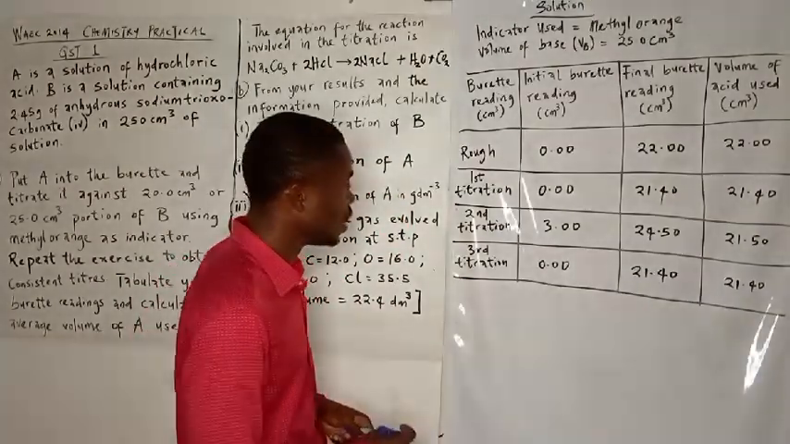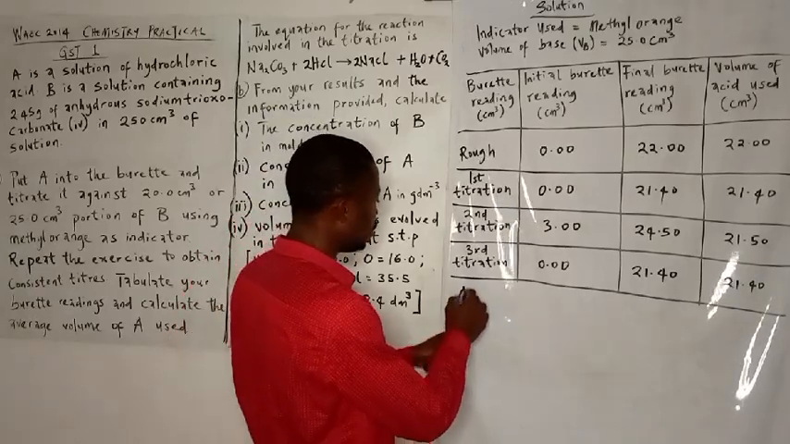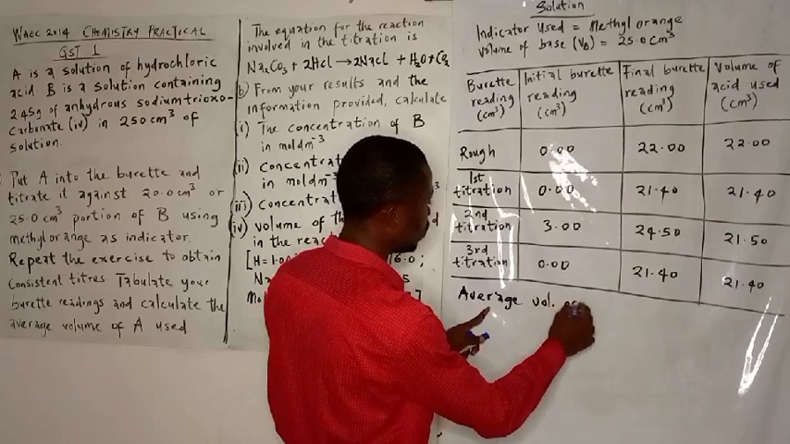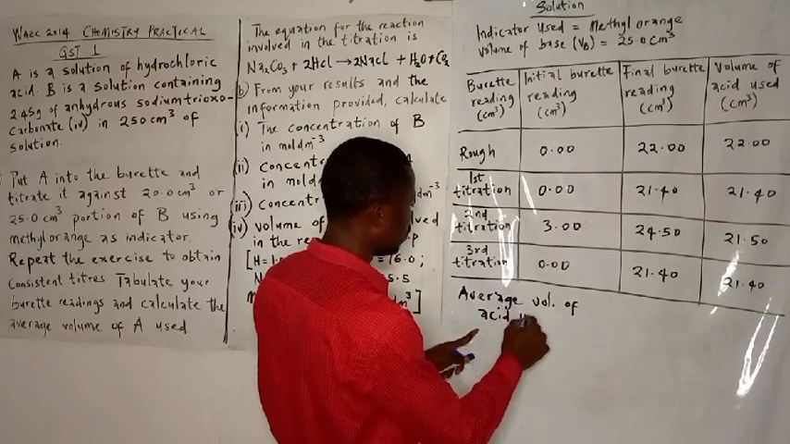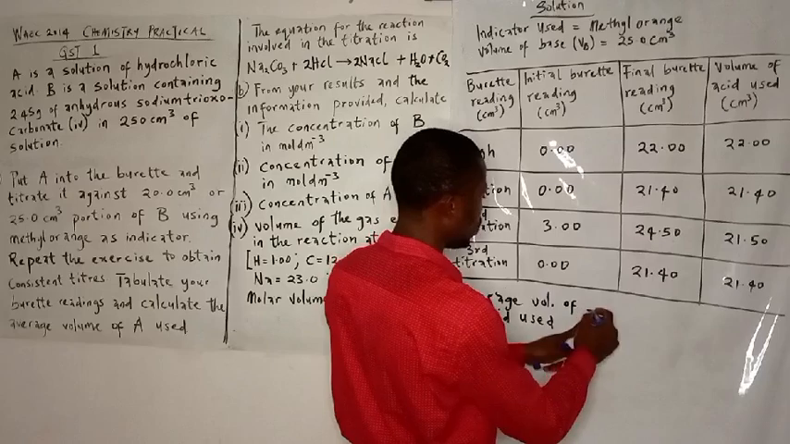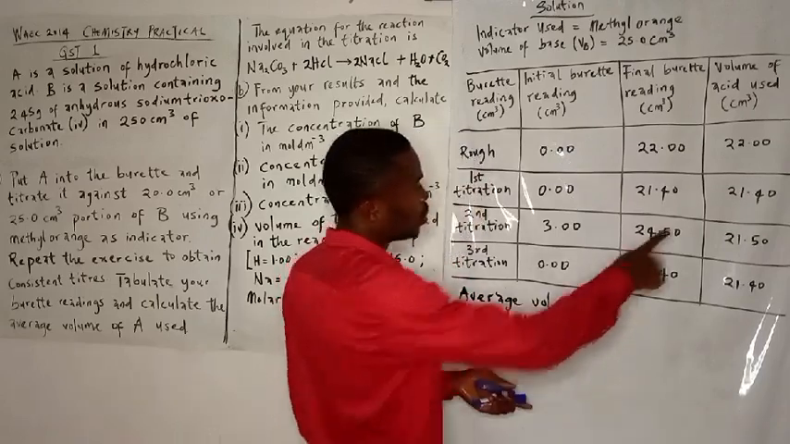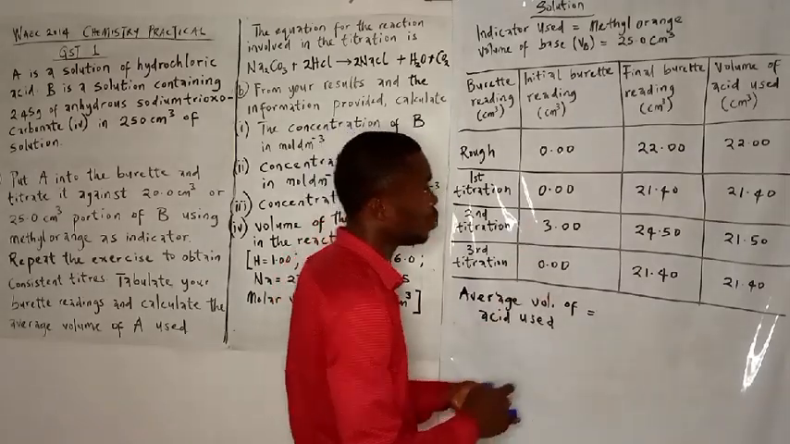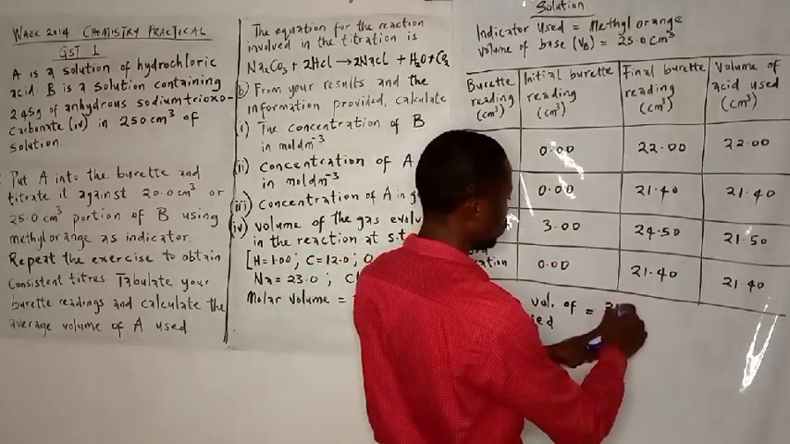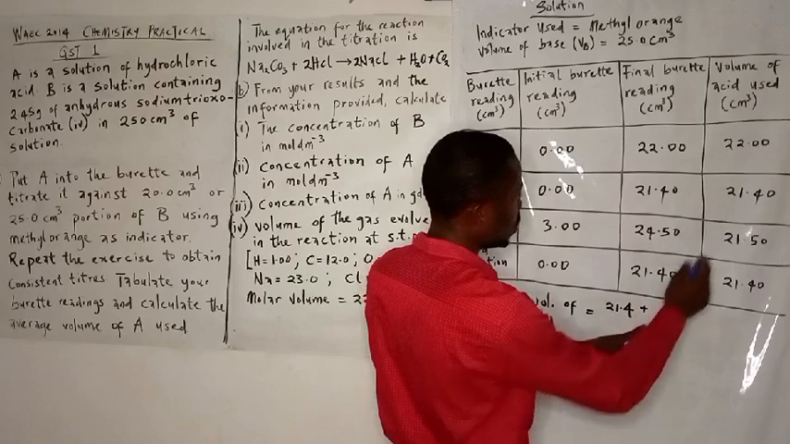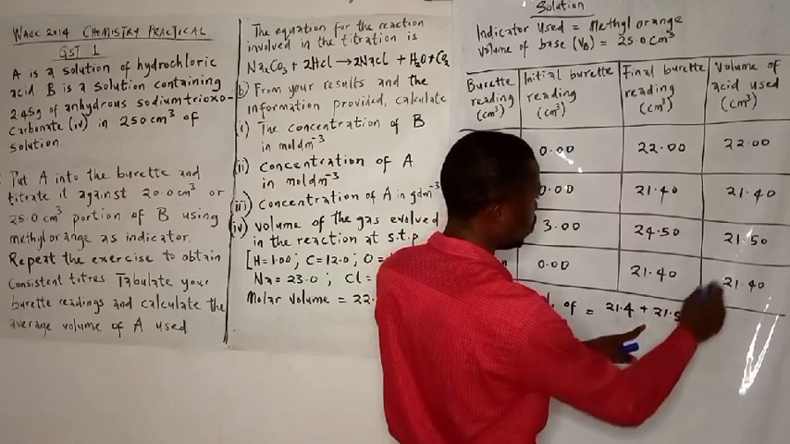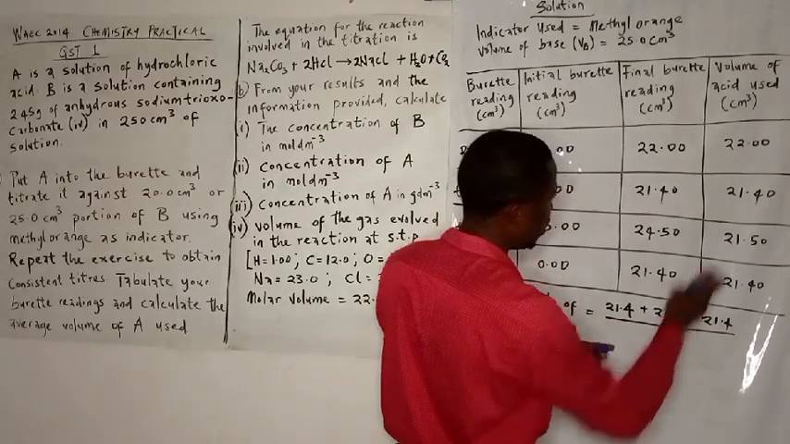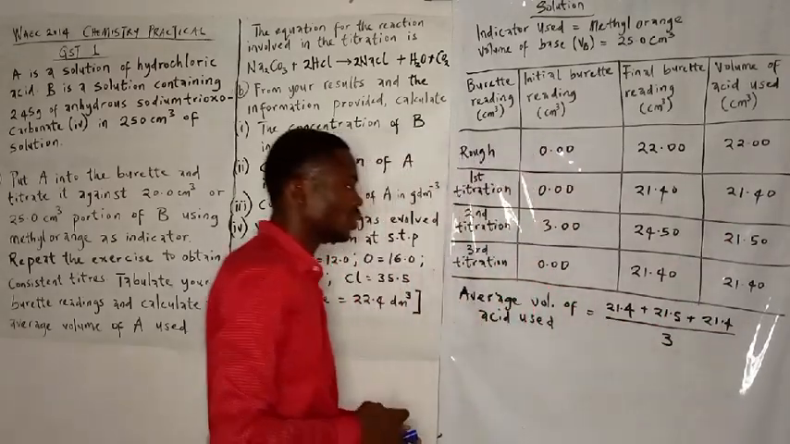The next thing is to calculate the average titer value. The average volume of acid used is equal to the first titration plus the second titration plus the third titration values for the volume of acid used. So we take the first titration, 21.4, plus the second, 21.5, plus the third, 21.4, and then we divide them by 3 because we did the titration 3 times.